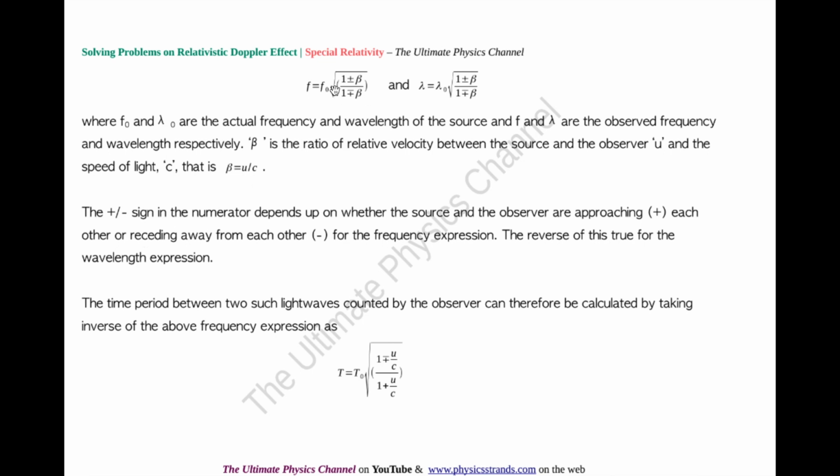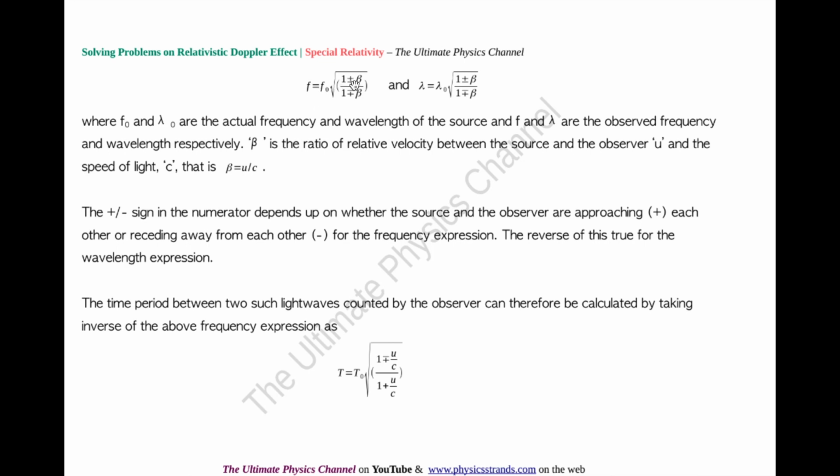Now the plus or the minus sign, when do we use these signs? The plus sign in the numerator is applicable when the source and the observer are approaching each other for the frequency. And if there is a plus sign in the numerator, the denominator obviously has to become a negative sign in front of beta. So it is square root of (1 plus beta) over (1 minus beta) multiplied by f naught will be f when the source and the observer approach each other.